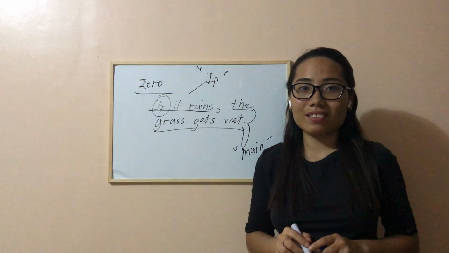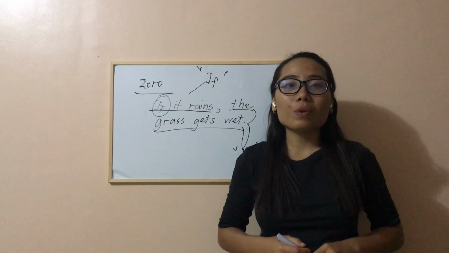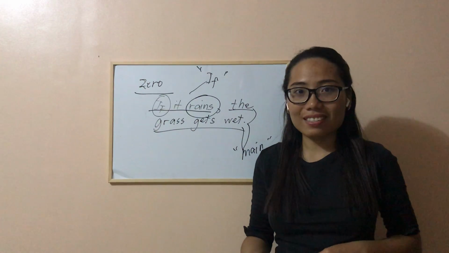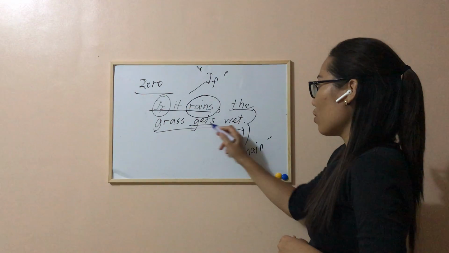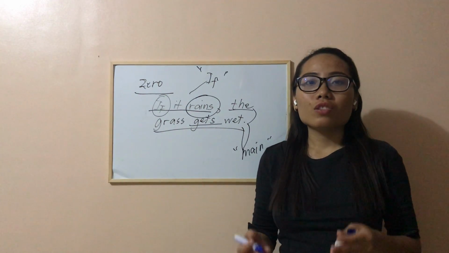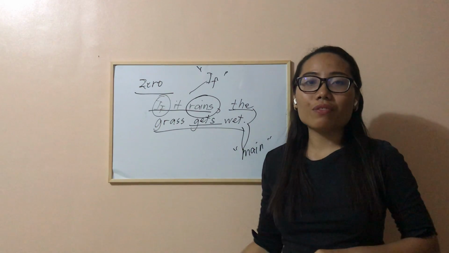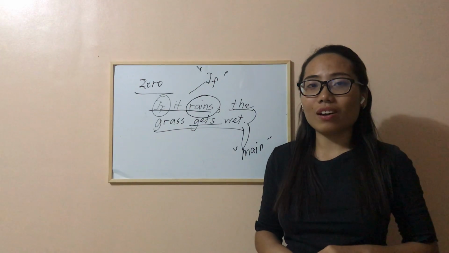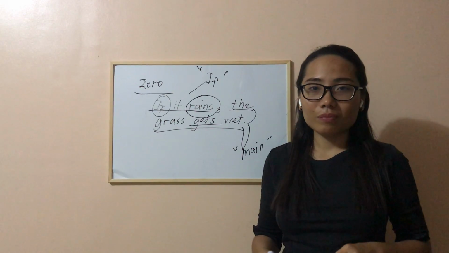For our if clause, we use the simple present tense, rains. And for our main clause, we also use the simple present tense. So to have a zero conditional sentence, for your if clause you will have the simple present tense, and for your main clause you will have the simple present tense as well.